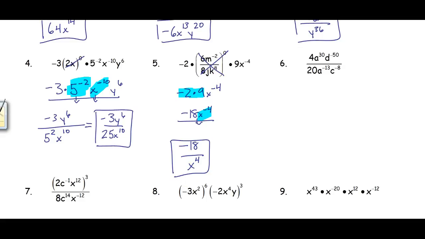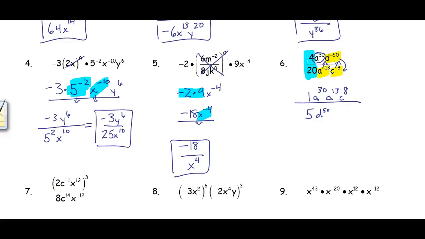All right, number 6. I'm going to simplify my fraction here first. 4/20ths is going to equal 1 over 5. Okay, and then I'm going to move any negatives around. So a to the 13th gets moved, c to the -8th gets moved, and d to the -50 gets moved. So what stays on top? Your a to the 30 stays. Okay, your a to the 13th and your c to the 8th get moved up. Your d to the negative 50 gets moved down and becomes d to the positive 50.